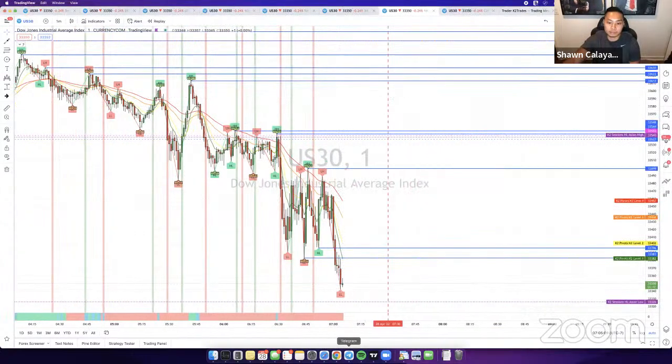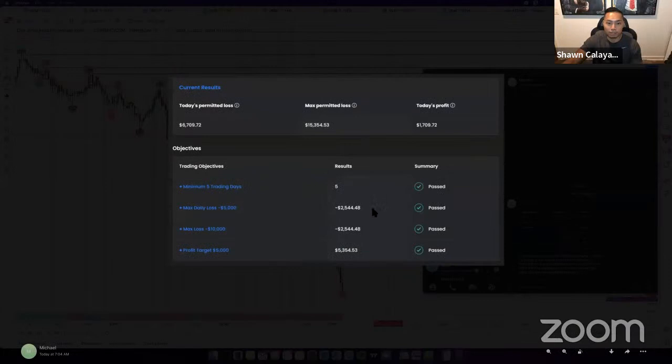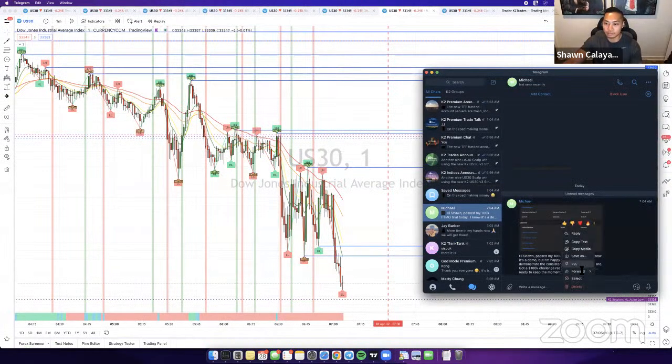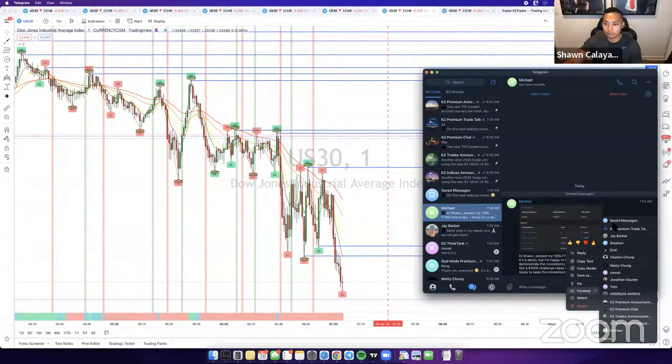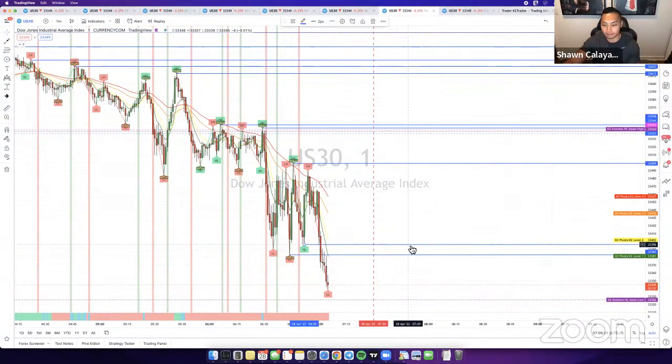Michael probably has never seen real consistency. He's been here on the lives, I'm assuming every day, and he's passed his trial right here. So he's now ready to do the real thing. Big congrats to Michael. It doesn't matter if you're doing demo, real, challenge, verification, funded, whatever. If you're finding consistency, that's all that matters.